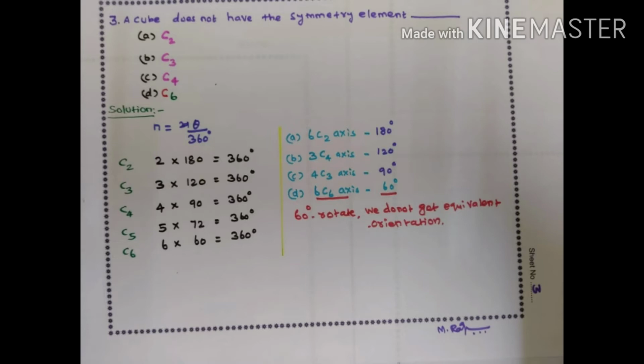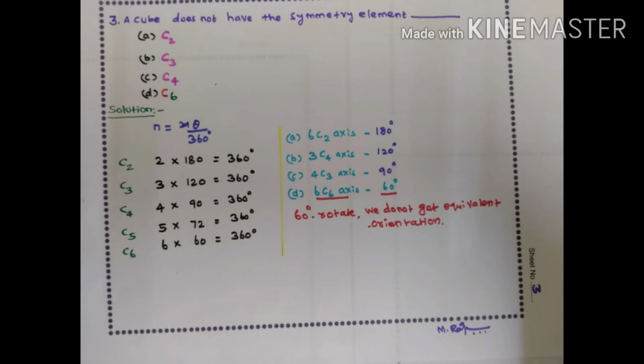Next, question number 3. A cube does not have the symmetry element. This question is based on group theory. First of all, what is a symmetry element? A symmetry element is a geometrical entity, a line, a point or a plane. C means cyclic, and the word cyclic is from German. Solution. N is equal to 360 degree divided by theta, where N is the order and theta means the angle.